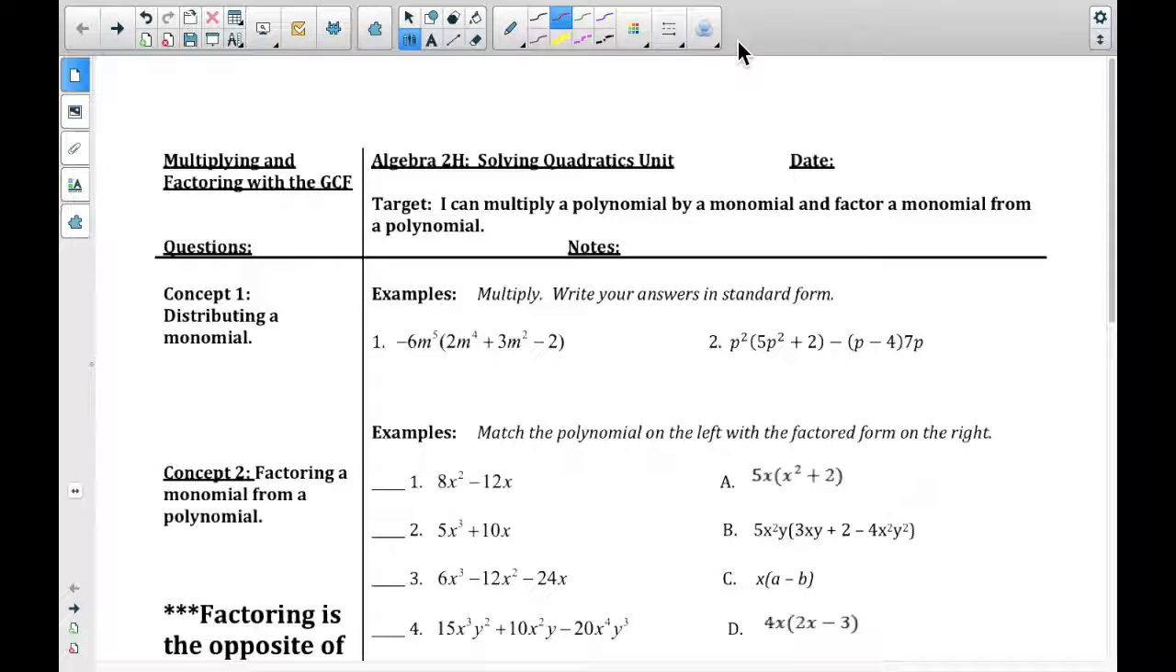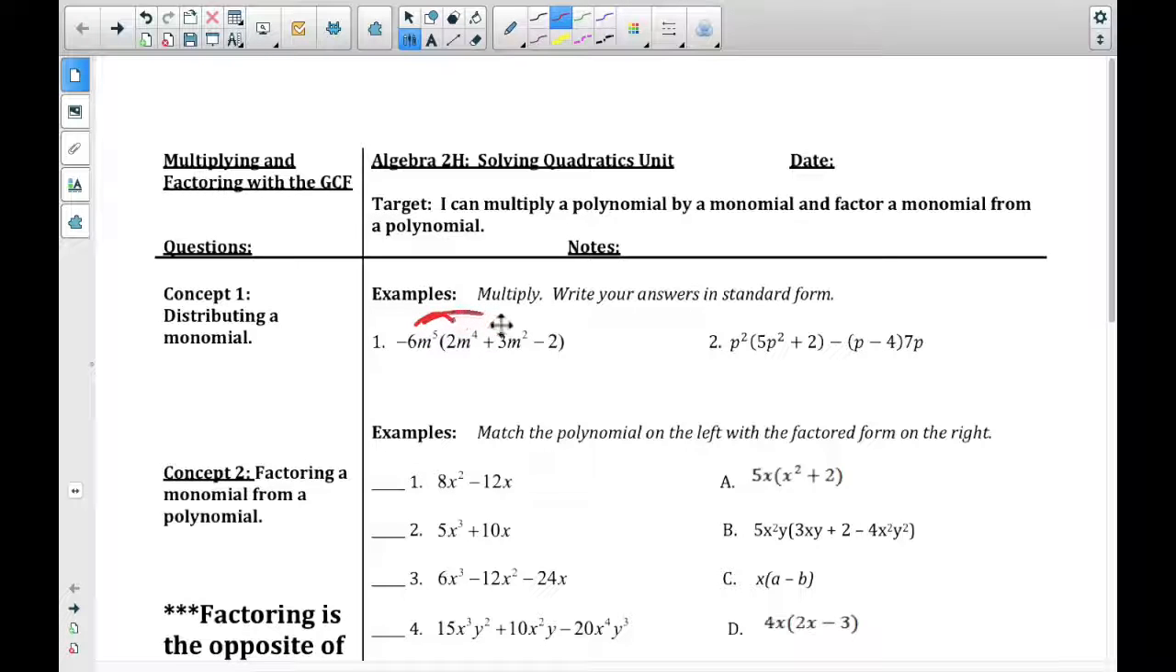Hi guys, this video today is going to cover multiplying and factoring with the greatest common factor. And so this is hopefully going to be some review for you. We're just going to review some rules of how you multiply and how you factor some basic factoring. The first thing is with multiplying.